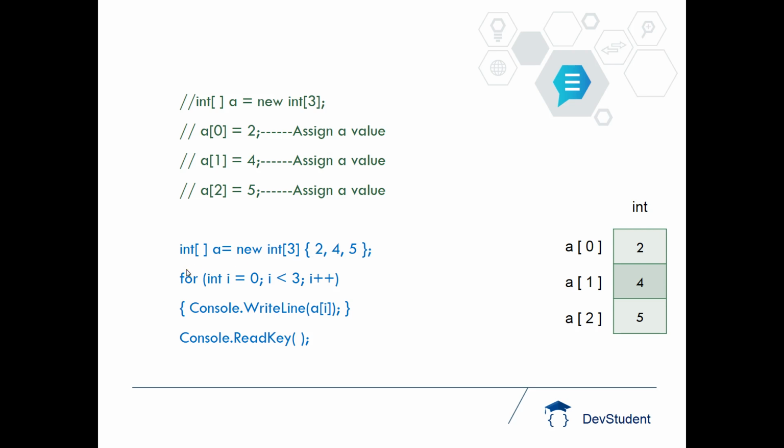And after that I have used a for loop here to print the 3 values. For int I equal to 0, I is here used as an index. I less than 3 because index value should be 0, 1 and 2. And I used I++ to increment it. Console.WriteLine of a of I. A is an array name, I is an index which is incremented every time it is looped. And finally we used Console.ReadKey because I want to see the output screen till I press a key.